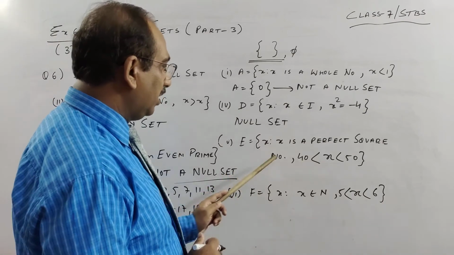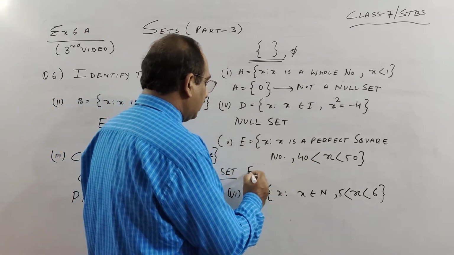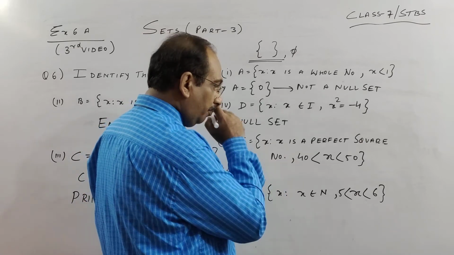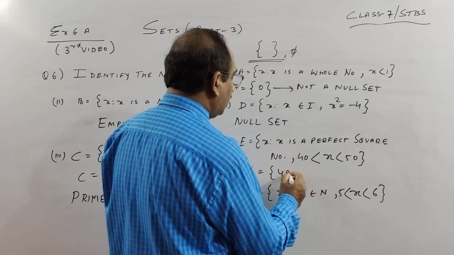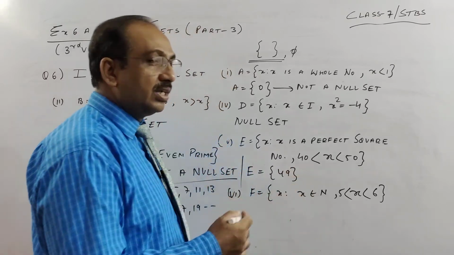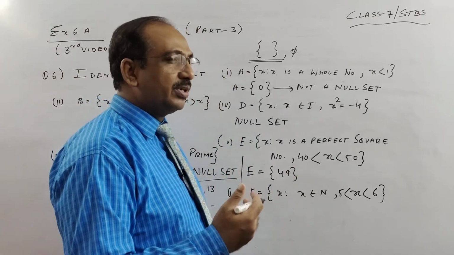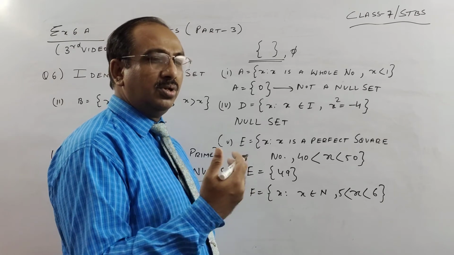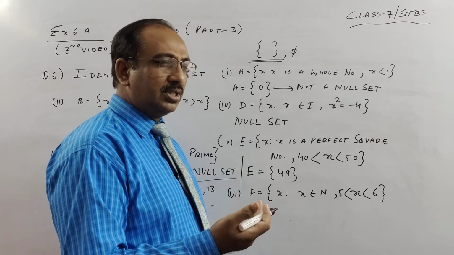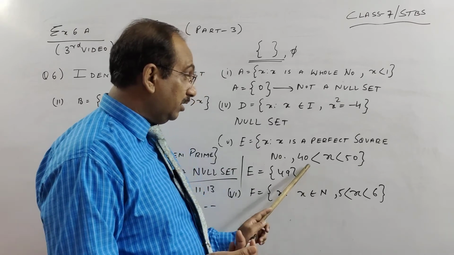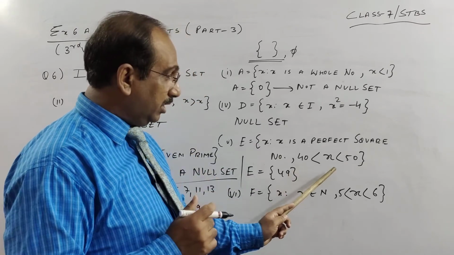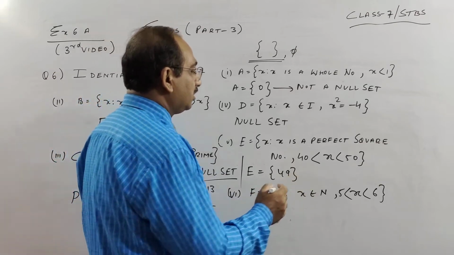Next we see number 5. The set of x such that x is a perfect square between 40 and 50. Yes, we have a number 49. Why is it a perfect square? 7 into 7. So what are perfect squares? 1, 4: 2 2s are 4, 3 3s are 9, 4 4s are 16, 5 5s are 25, 6 6s are 36, 7 7s are 49. So there is one number between 40 and 50 which is a perfect square.